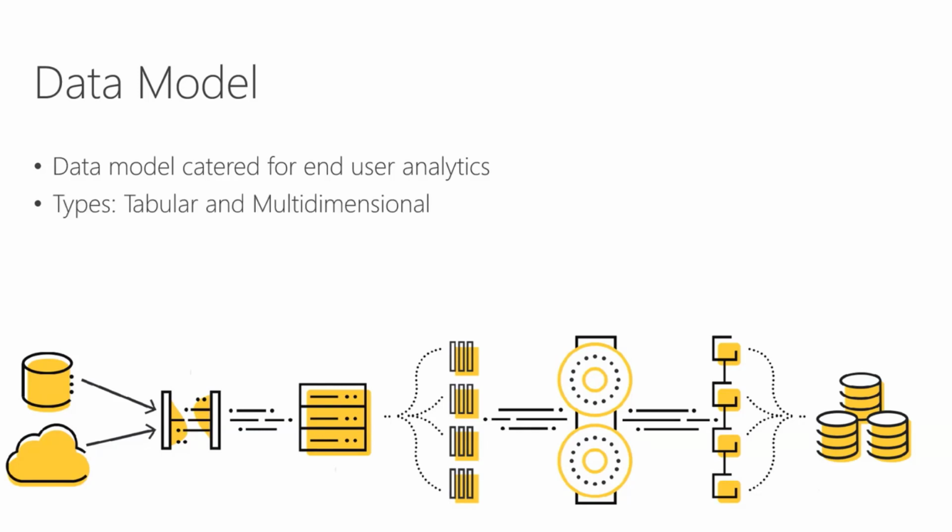There are two types of data models. One type is called tabular data models, and the other type is called multidimensional data models. Previously, it was just multidimensional data models. Later on, tabular models came up. Tabular models are a lot more compressed compared to multidimensional data models. But still, multidimensional data models are being used in the industry for various BI and data warehousing solutions.